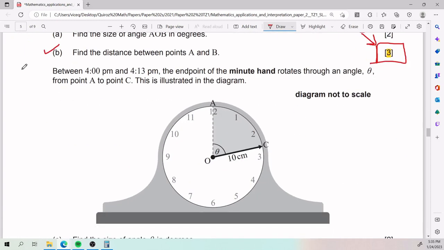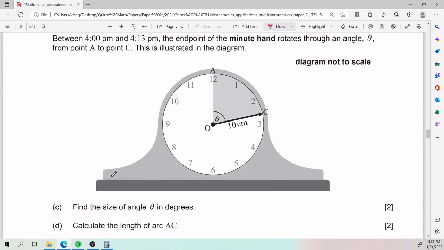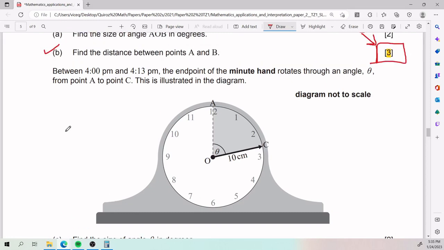Cool. Here we have, for part C, between 4 o'clock and 4:13, right? So right here, it's going to be 4:13. The endpoint of the minute hand rotates through an angle theta from point A to C. Awesome. That is illustrated in my diagram. So I need to find the size of the angle theta in degrees.